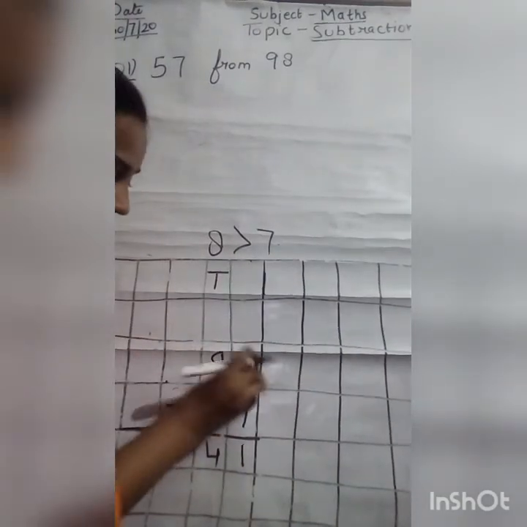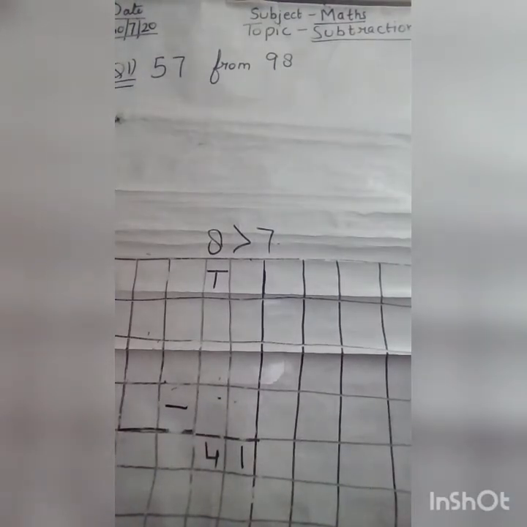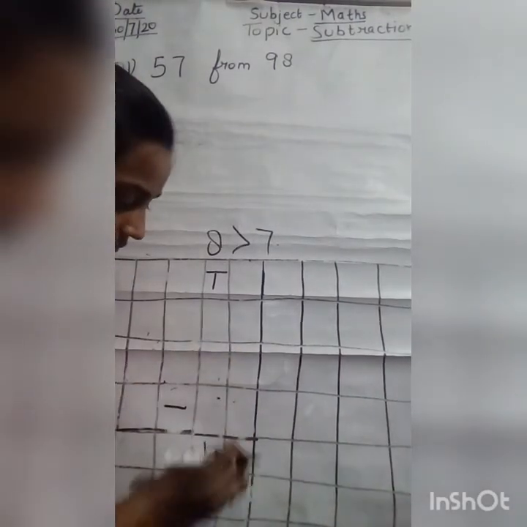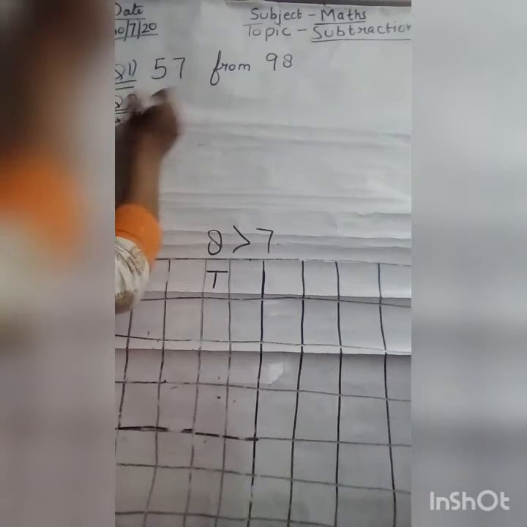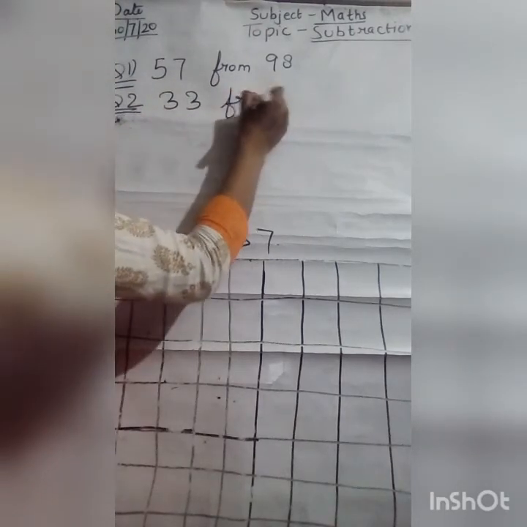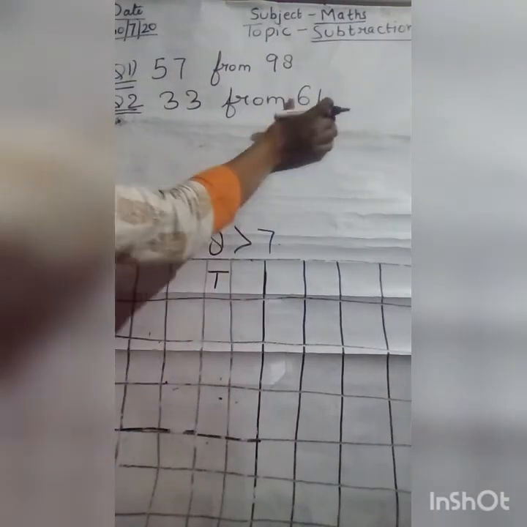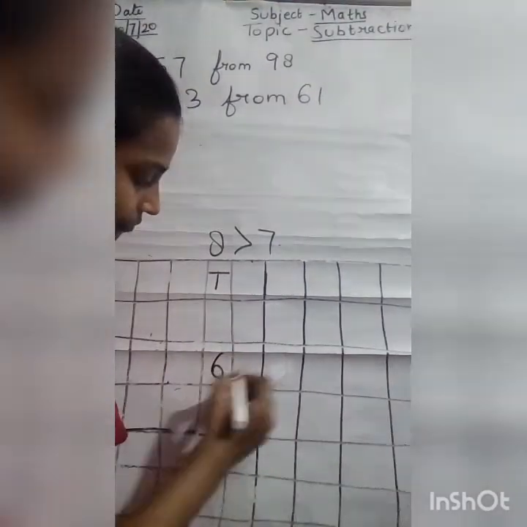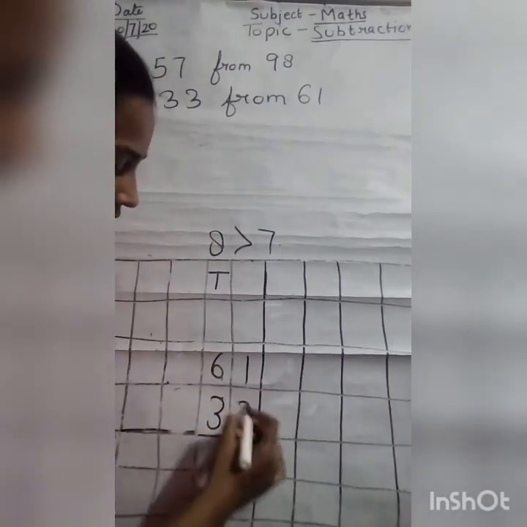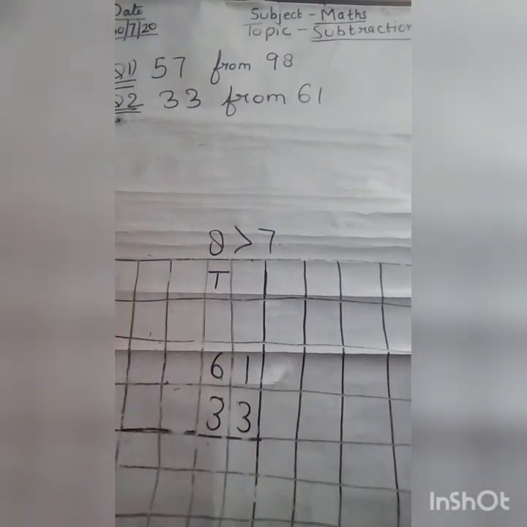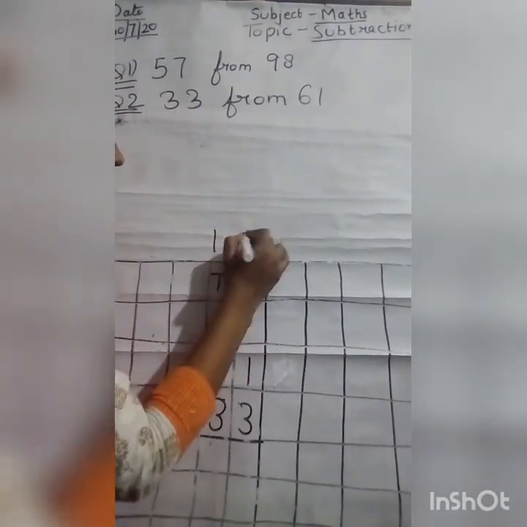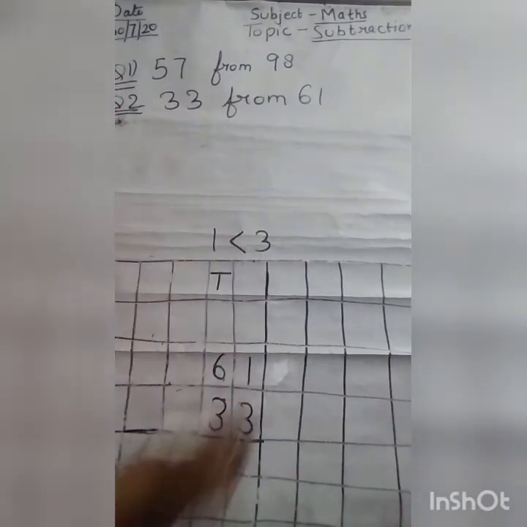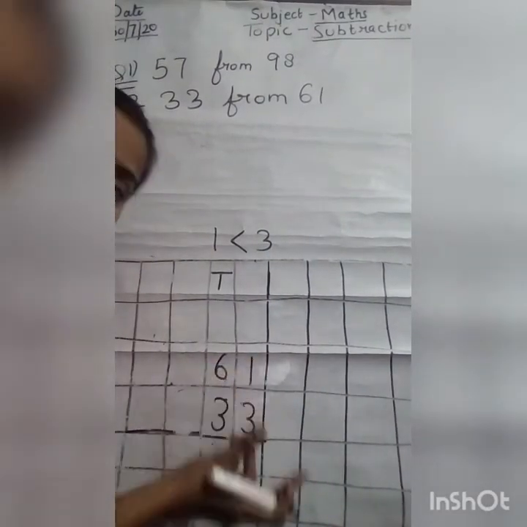Children, if we take another example for borrowing, question number 2: 33 from 61. Which is the greater number? 61 is the greater number and 33 is the smaller. But children, in this we have to take borrow because 1 is smaller than 3. So we have to take borrow. 1 is taking borrow from which?